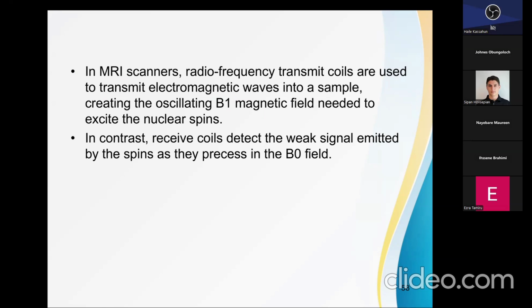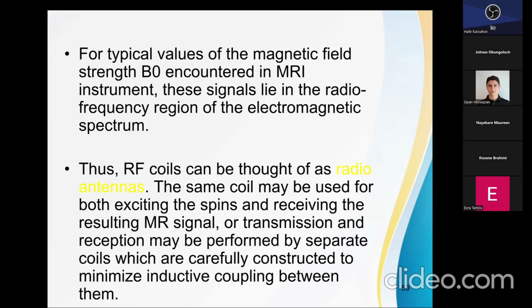If you compare it to B naught, they are orders of magnitude normally smaller than B naught, but the frequencies have to match the magnetic field set by the B naught magnet. So for typical values of the magnetic field strength B naught encountered in MRI instruments, these signals lie in the radio frequency region of the electromagnetic spectrum, and we are able to run them at those frequencies.